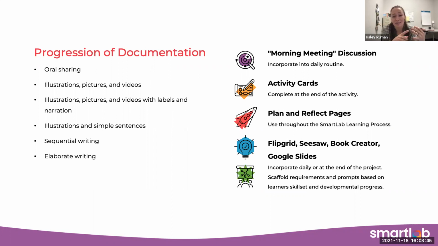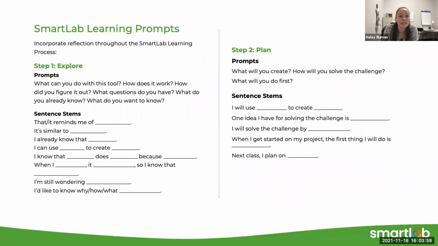Add reflection prompts and sentence stems to help them start as well. Even if you do it orally, that might be a good way to start until they're independently using some of those sentence stems to explain their thinking. I've got a ton of prompts here, as well as sentence stems for each phase of the SmartLab learning process. So as they explore, questions that you might ask to get them to reflect and to share their experience, and some sentence stems they can use for responding.